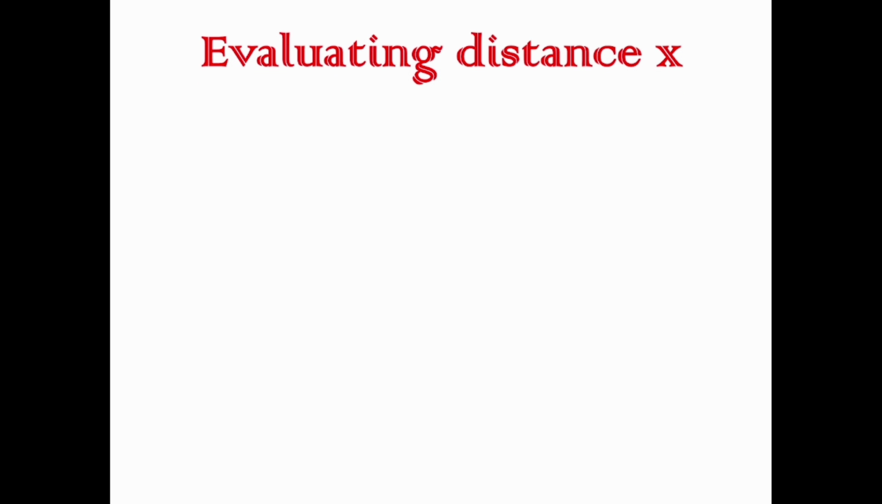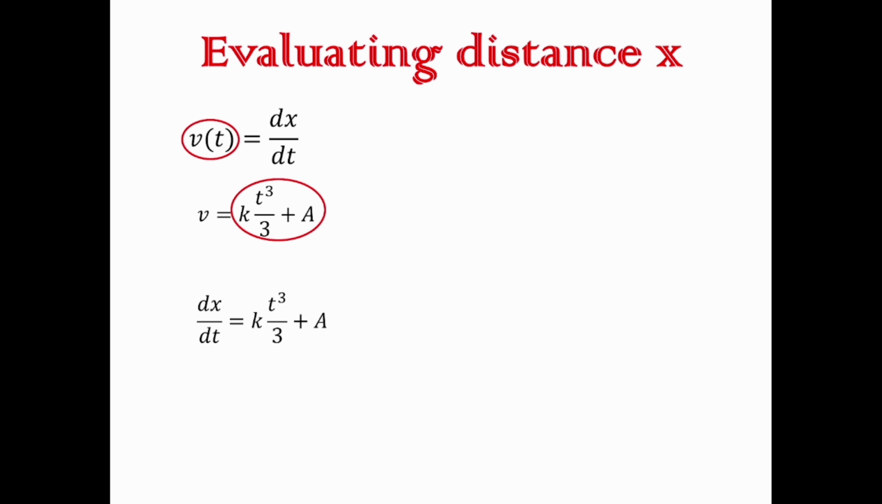So to evaluate our distance x, we recall what we have. We have v(t) is equal to ds/dt. We also have our velocity equation, which is equal to kt cubed divided by 3 plus a. The next thing, we want to put the value of velocity in the place of v(t), that's velocity as a function of time. If we do that, we have that ds/dt is equal to kt cubed over 3 plus a. And if we multiply both sides by dt, we're going to have another equation.